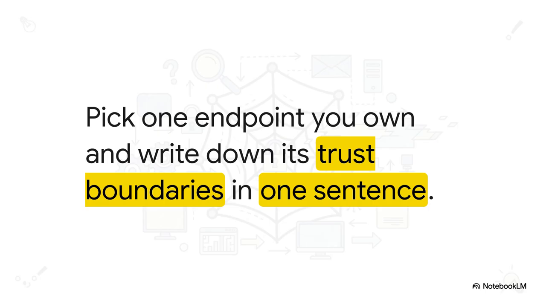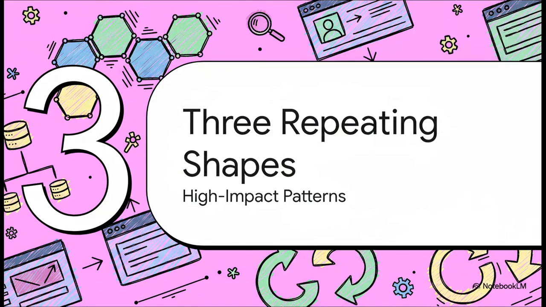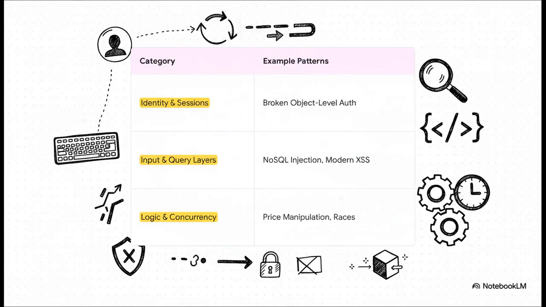But incredibly powerful. Okay, so with that new mindset, let's look at 3 specific, really high-impact patterns that just show up again and again and again in modern web apps. Now, the source material maps out about 20 of these common patterns, but we can group them into these big categories. We're going to pull one example from identity, one from the input layer, and one from logic, just to show you what these look like out in the wild.